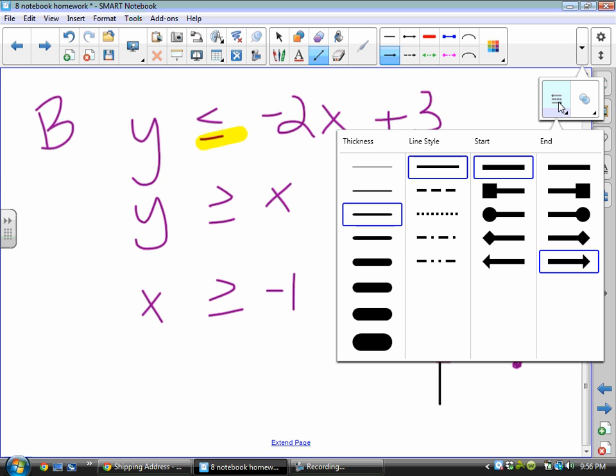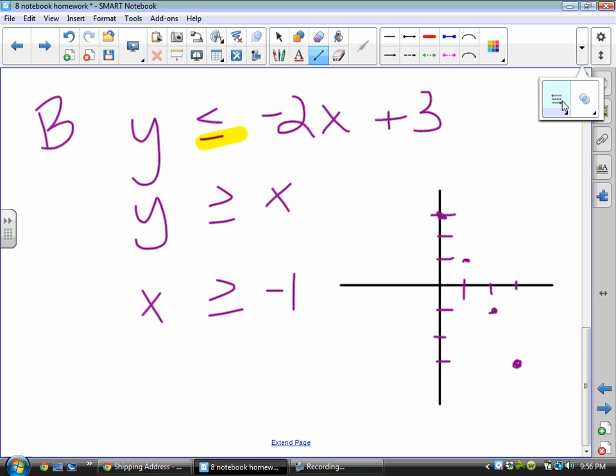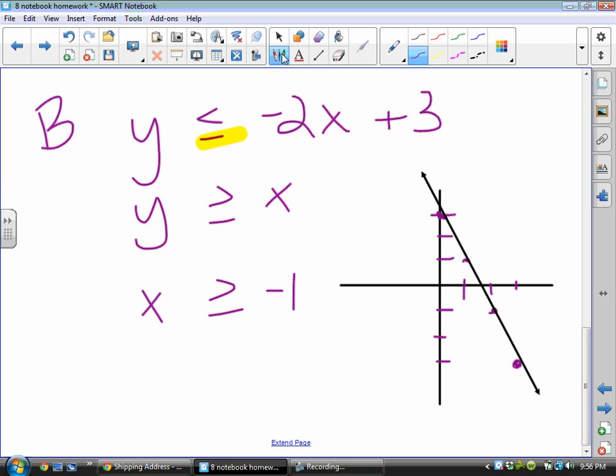And we'll have it go in both directions. We are going to be fancy. So we're going to connect those points as best we can with a line. The next part with this problem is to decide where I shade.